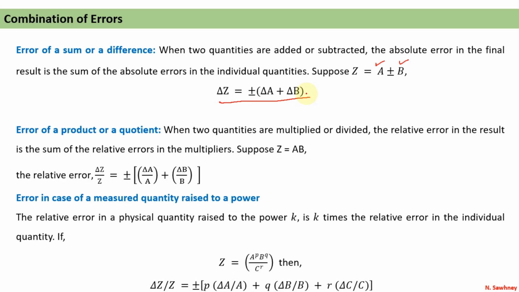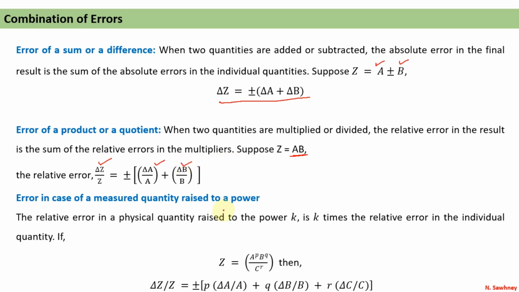Error of the product or quotient of two quantities. When two quantities are multiplied or divided, the relative error in the result is the sum of the relative errors in the multipliers. For example, again here I have taken the two quantities as A and B and they are multiplied together. So, the relative error in the resultant will be the sum of the individual relative errors.